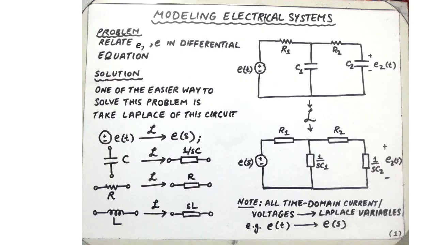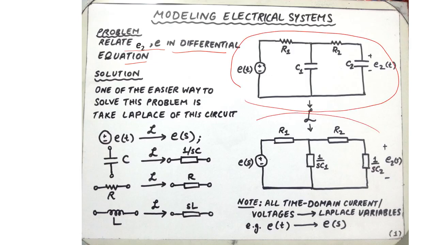Let's begin with an example of a circuit that we have already analyzed in our Lecture 2. The problem asks us to relate the input voltage E with the output voltage E2 across the capacitor in a differential equation. The solution to this circuit becomes immensely simplified if we can convert the given circuit into an equivalent Laplace circuit.